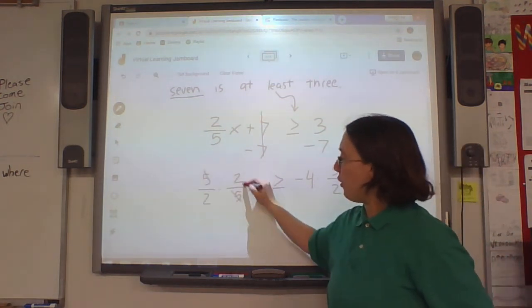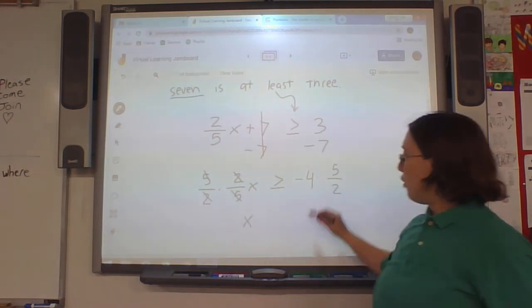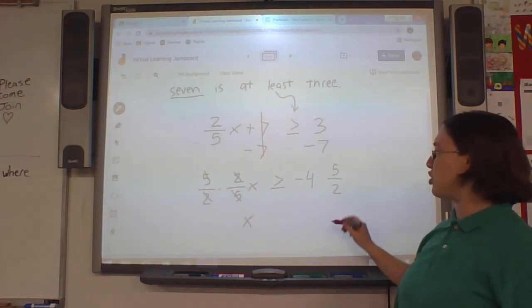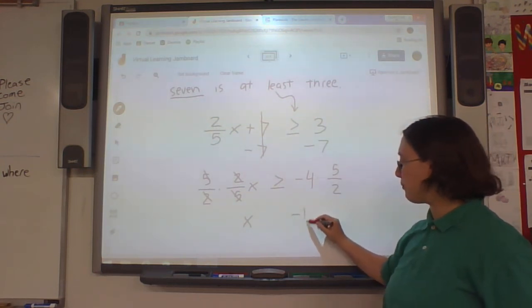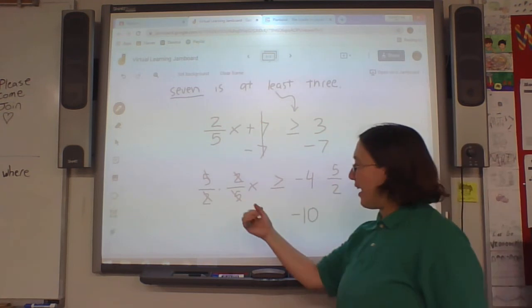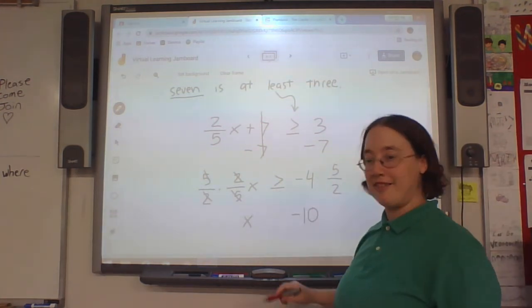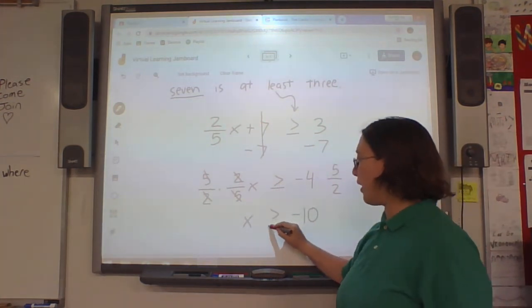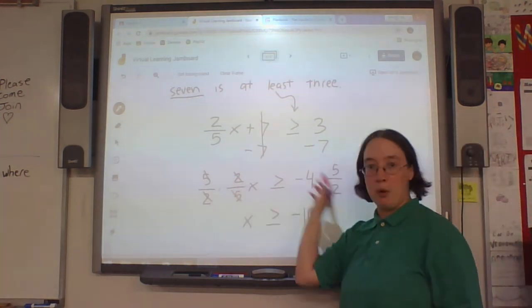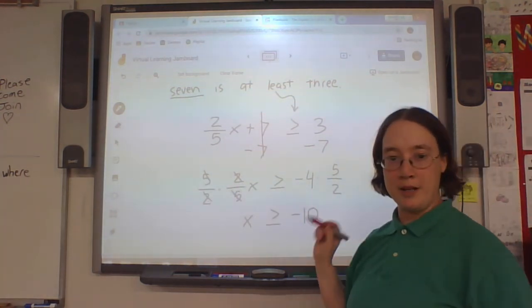So these are gone, those are gone. We've got negative 4 times 5/2. 4 times 5 is 20. 20 divided by 2 is 10. That's negative. But we didn't divide or multiply by that negative, so that sign stays. So this stays a greater than or equal to, because even though this was a negative, the thing that we multiplied both sides of our inequality by wasn't.